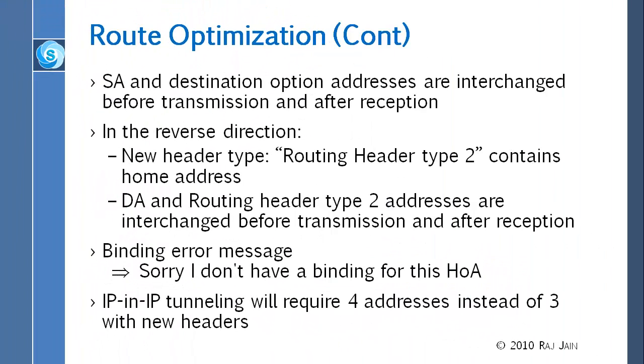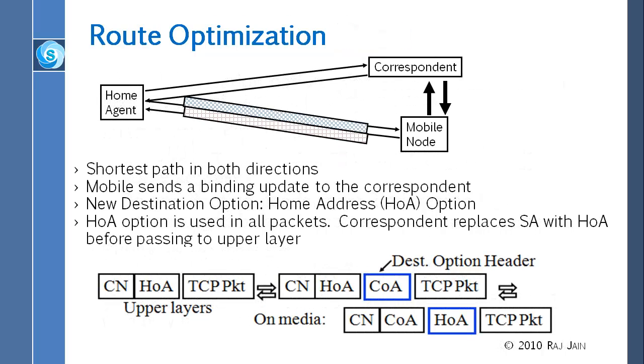This slide actually gives a little bit more detail of the header types and so on and so forth, but exactly we have finished the discussion on this anyway. The source and destination options are interchanged before transmissions and after reception. In the reverse direction, the header type is routing header type 2 that contains the home address, and the addresses are changed before transmission and reception, exactly same thing. And if there is no binding for it, then the binding error message will be sent. So for example, here somebody is trying to send this packet, and then the mobile IP doesn't know the care of address, then it will return binding error.